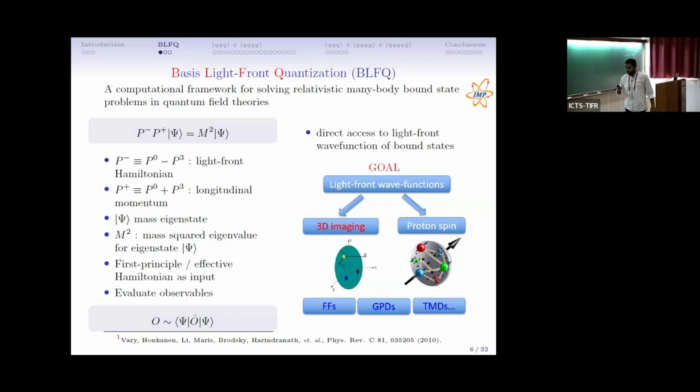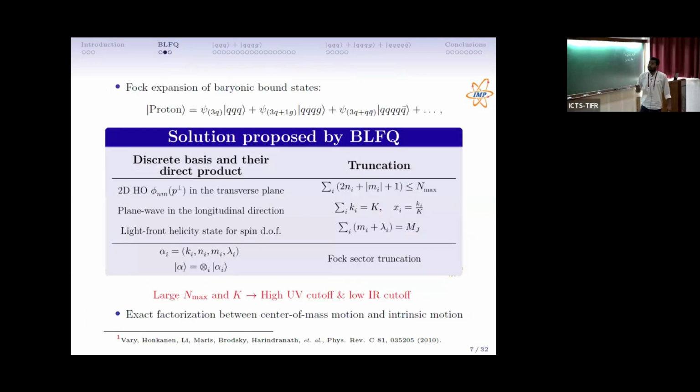all this stuff. Okay, so what we do is we first expand this proton or hadronic state in terms of Fock space basis. For example, if you write down this proton state in terms of the leading Fock sector with gluon, with sea quarks, you can also expand further. So we use a two-dimensional harmonic oscillator basis in the transverse directions, and the plane wave basis in the longitudinal directions.